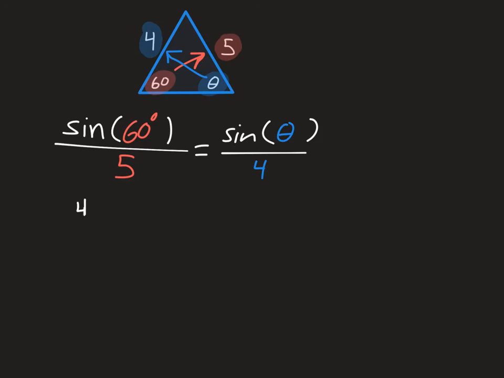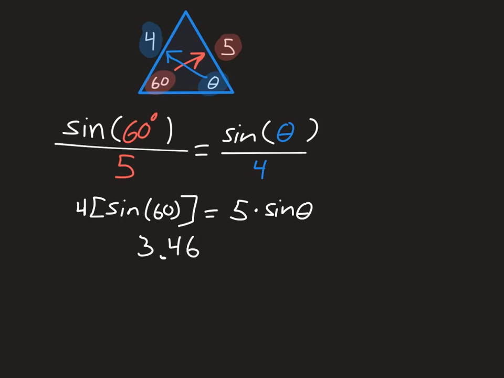So I've got 4 times the sine of 60, and that's going to be equal to 5 times the sine of theta. On my calculator, I can go the sine of 60 times 4, and the sine of 60 times 4 is going to be 3.46. And here I have 5 times. You can either do the dot or you can do parentheses, kind of whatever you like better, as long as you know you are multiplying. 5 times the sine of theta.